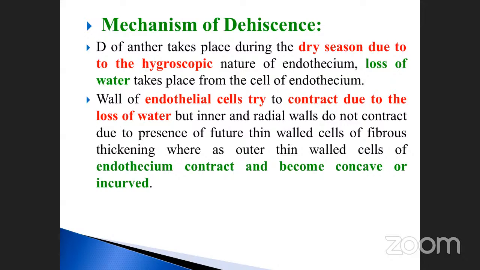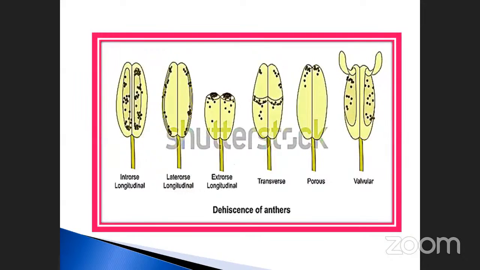The wall of the endothecial cells tries to contract due to the loss of water, but the inner and radial walls do not contract due to the presence of fibrous thickening, whereas the outer thin-walled cells of the endothecium contract and become concave or incurved. That's why I told you the innermost layer stays as it is, but at the same time the outermost wall contracts. As a result, it shrinks due to the loss of water molecules. Finally, it makes an incurved nature, otherwise called concave. It's just like a bending.